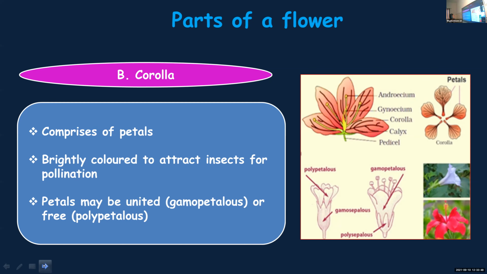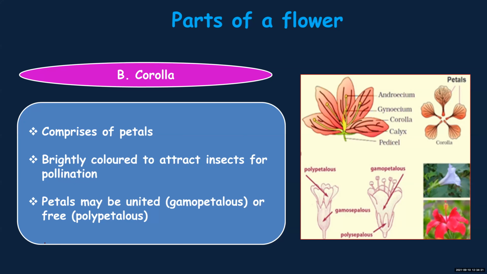And petals also can be either united or free. In the pictures you can see, children, polypetalous means they'll be free. Each petal will be separate. But in some cases, you can see these petals will be joined together. See here, you can find the petals, they are joined together, no separation between the different petals. Whereas in hibiscus, the petals are separated. So once again, you can see the figure clearly. Can you see the figure clearly?